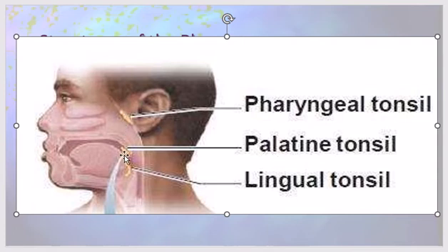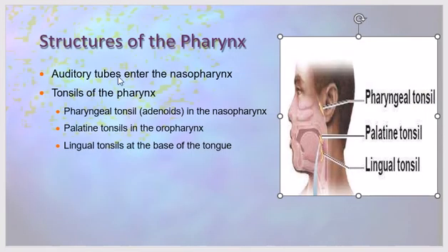The palatine tonsil is at the last part of your mouth, when you open your mouth and see that the tongue ends there, just behind that. The lingual tonsil is just below the tongue area, at the start of the tongue from our neck. Now we are studying the structure of the pharynx here. So I hope you have understood the structure of the pharynx.